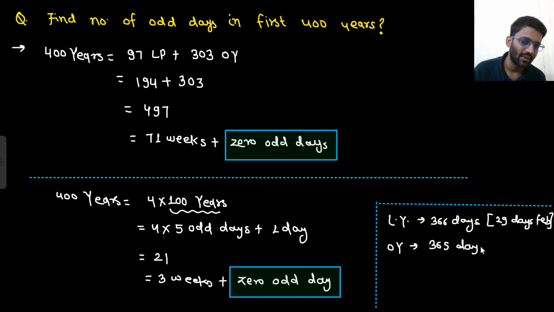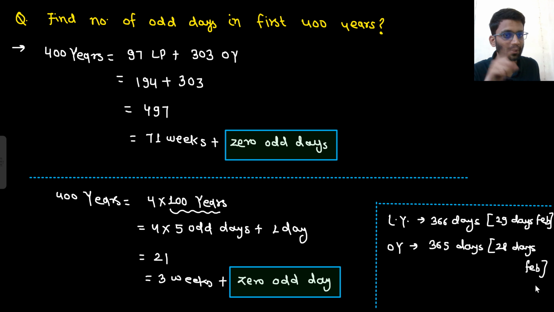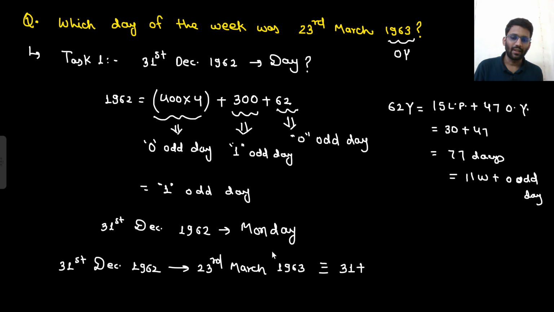This is a very basic thing. I hope all of you already know it. This is 2024. In 2024, February was of 29 days, because 2024 is a leap year. But in ordinary years, February will be of 28 days. So here in 1963, February will be of 28 days only.